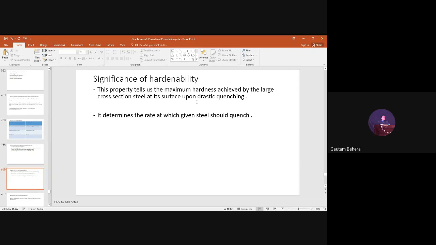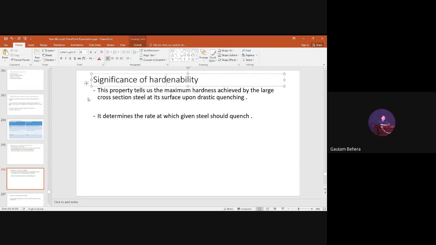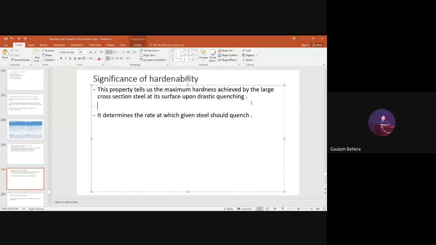The significance of hardenability: this is very simple. The property tells us the maximum hardness achieved by a large cross-sectional steel at its surface upon drastic quenching. That means you have a very thick cross-section material and you are doing drastic quenching, meaning a very fast rate of cooling. How much maximum hardness you can get at the surface is the significance of hardenability. And it determines the rate at which a given steel should be quenched, right?